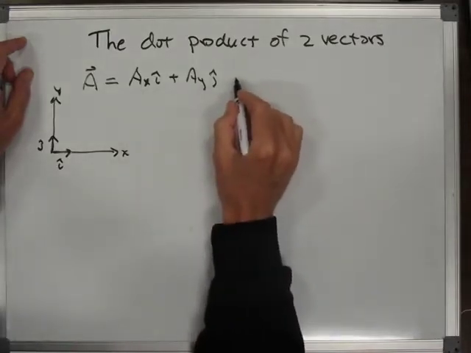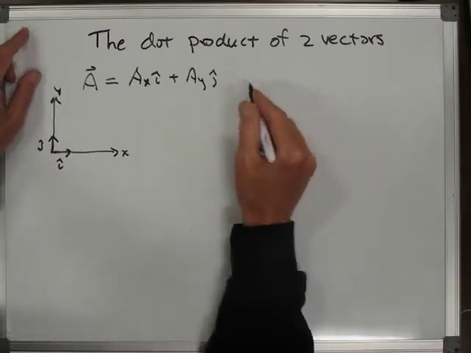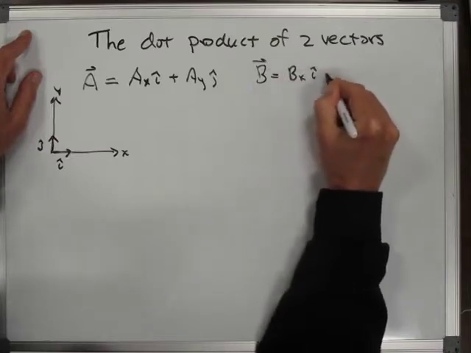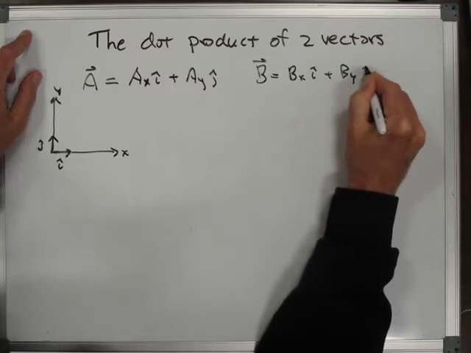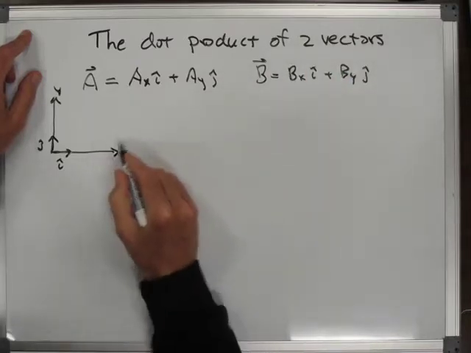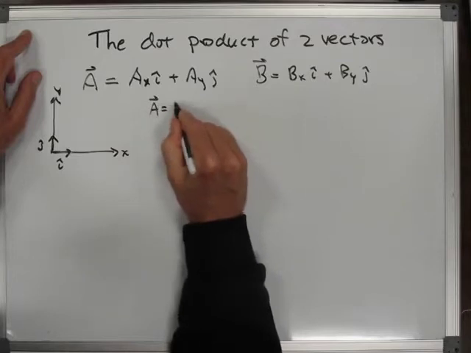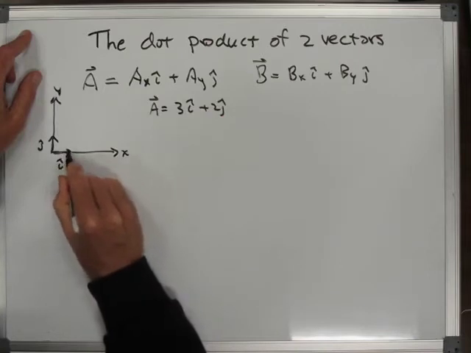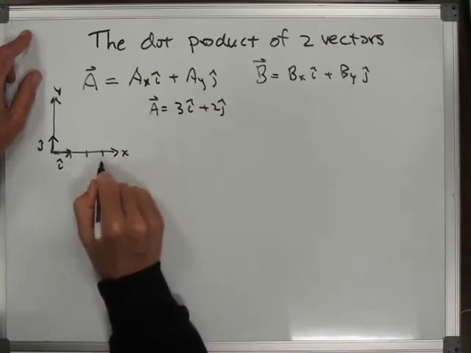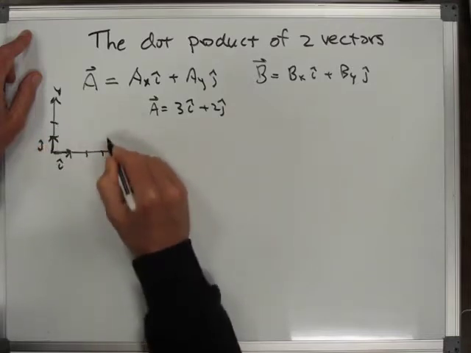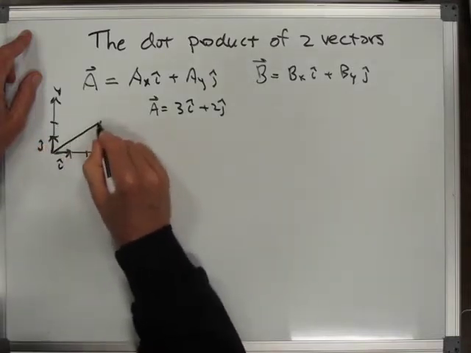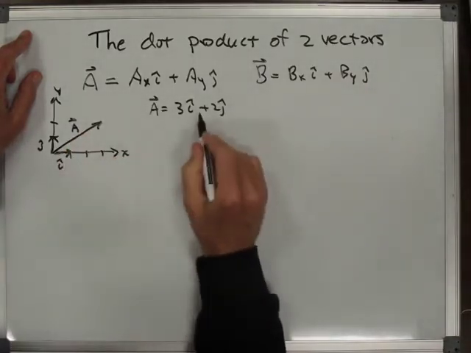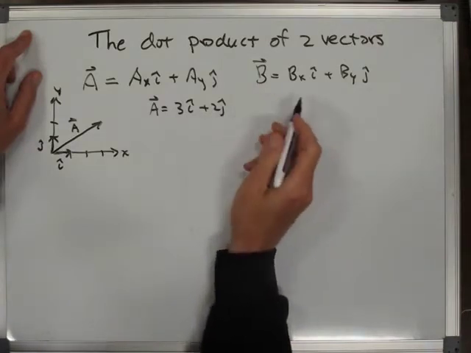And so we can write any vector this way. If we wanted to, we would have a plus az k hat out here. Similarly, B is equal to bx i hat plus by j hat. So for example, if I said A is equal to 3 i hat plus 2 j hat, we would do 3 in the i hat direction, so 1, 2, 3, and 1, 2 in the j hat direction, and that would be our vector A, right? And so I can write any vector in the xy plane in this notation, and here are two of them.